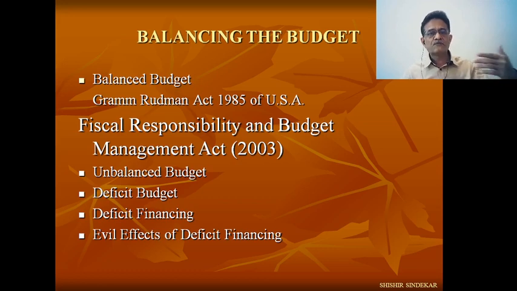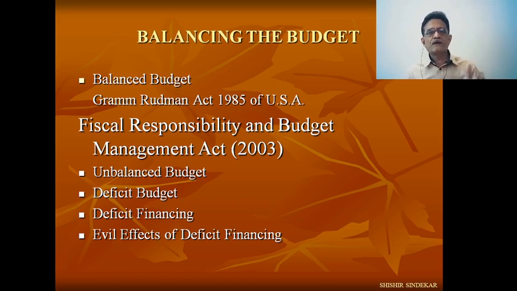They defined a path that by the end of 1990, from 1985 to 1990, the deficit of the US government would come to the zero level. Unfortunately, this did not happen in the USA. They couldn't bring the deficit to zero level.